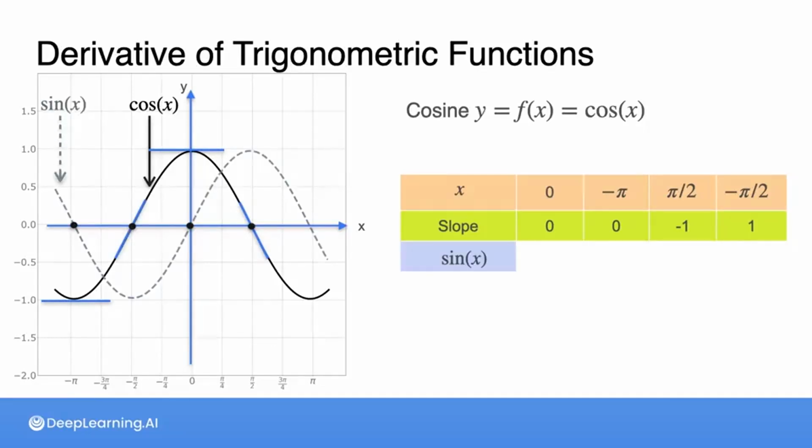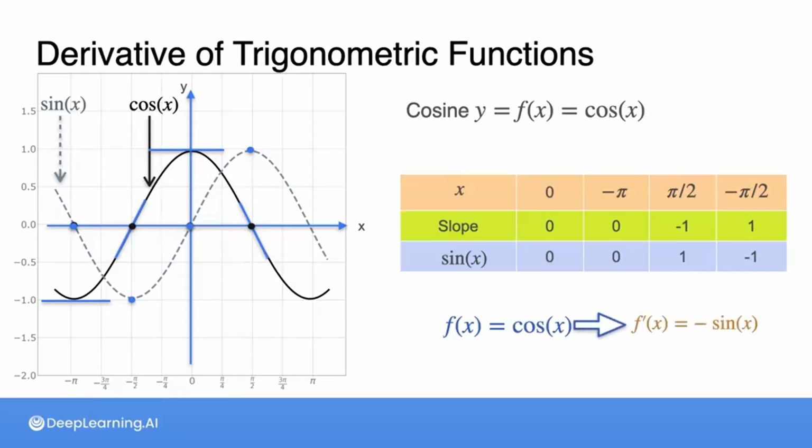And now let's look at sine of x, but the values now. So at 0, you get 0. At minus pi, you get 0. At pi over 2, you get a 1. And at minus pi over 2, you get a minus 1. So it's almost the same. We just have to flip it with a sign.